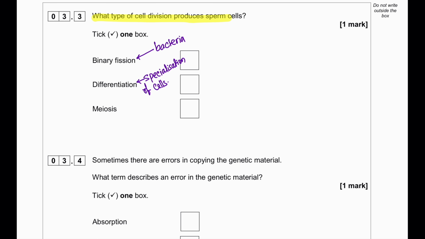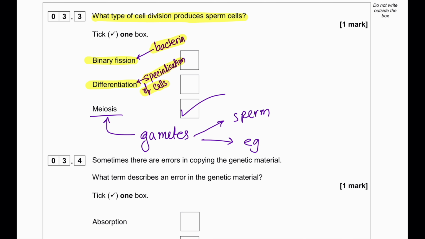What type of cell division produces sperm cells? We know that binary fission is only applicable for bacteria, and differentiation is a specialization of a particular cell. So it must be meiosis. Remember, meiosis is the cell division used in sexual reproduction to produce gametes, such as sperm or egg cells.